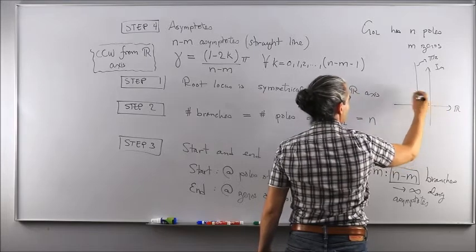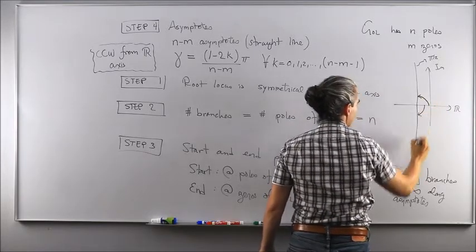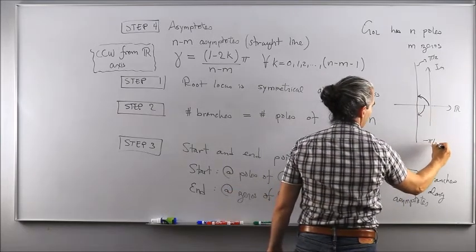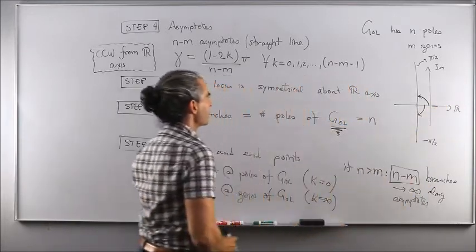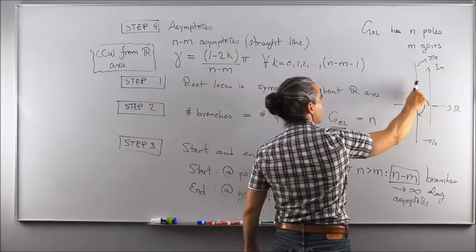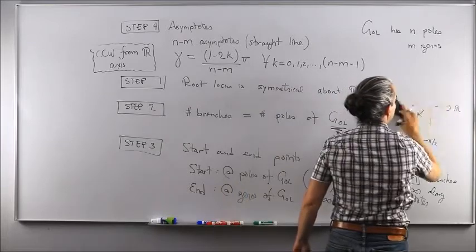So minus pi over 2 is the same as 3 pi over 2. That gave us this asymptote. Minus pi over 2. Okay? So measured counterclockwise, positive on the real axis in this direction. Nice.